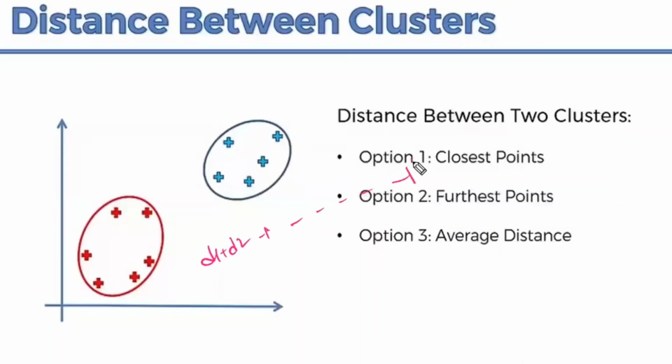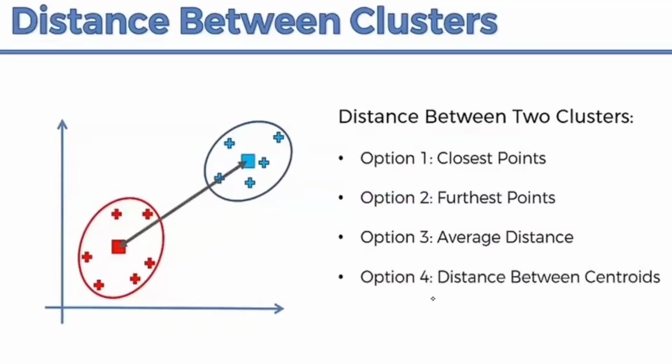All the 30 distances up to 30. Divide by 30. This is called the average distance. And option 4 we have is the distance between the centroids. Directly, for this cluster, calculate the centroid, and for this other cluster, calculate its centroid.